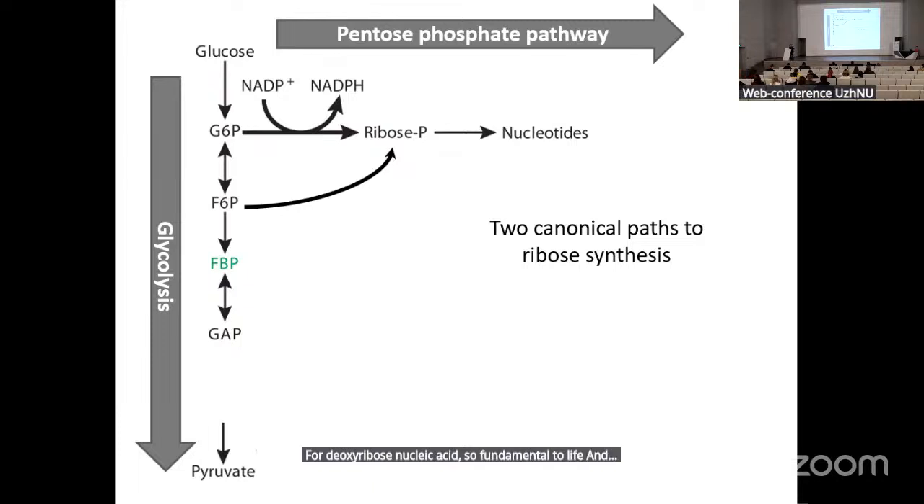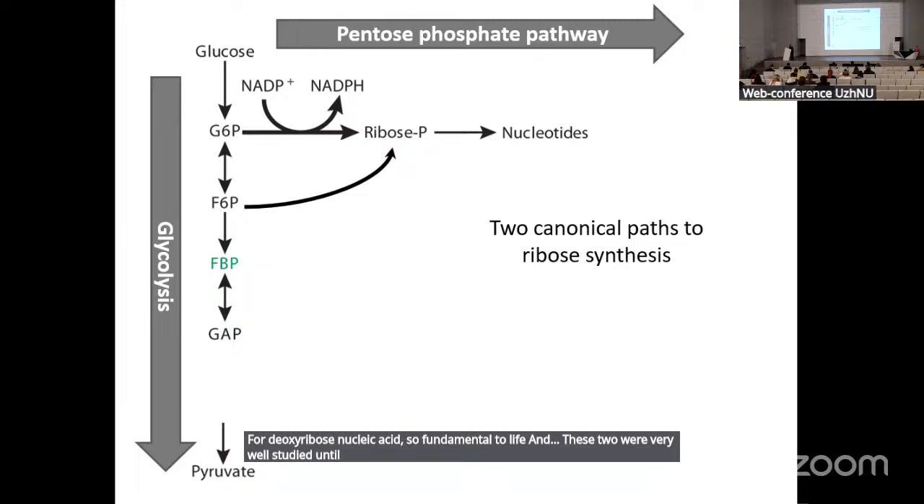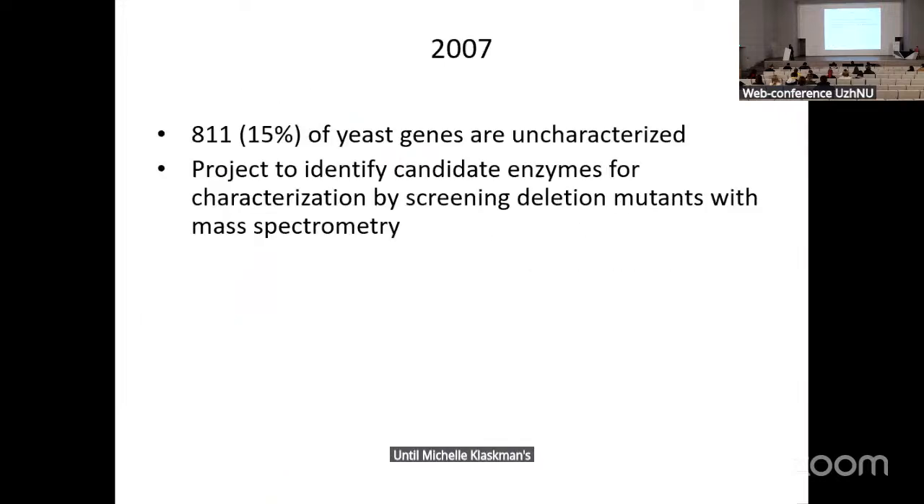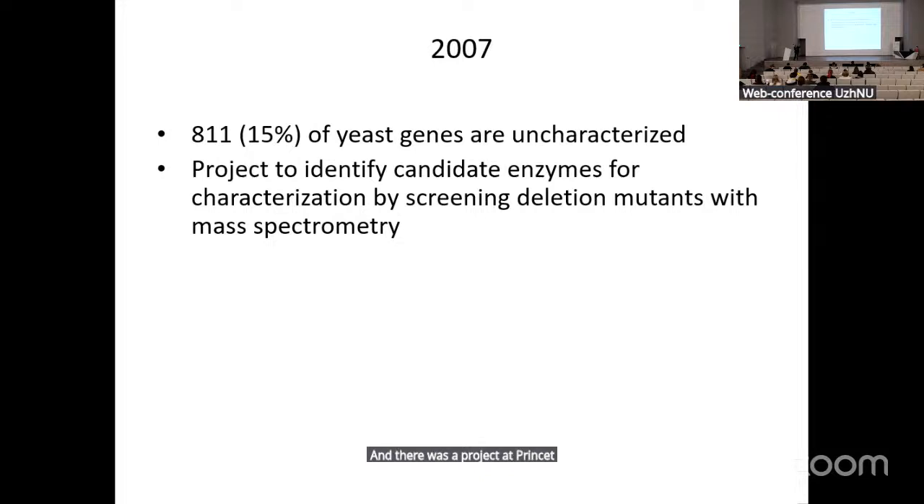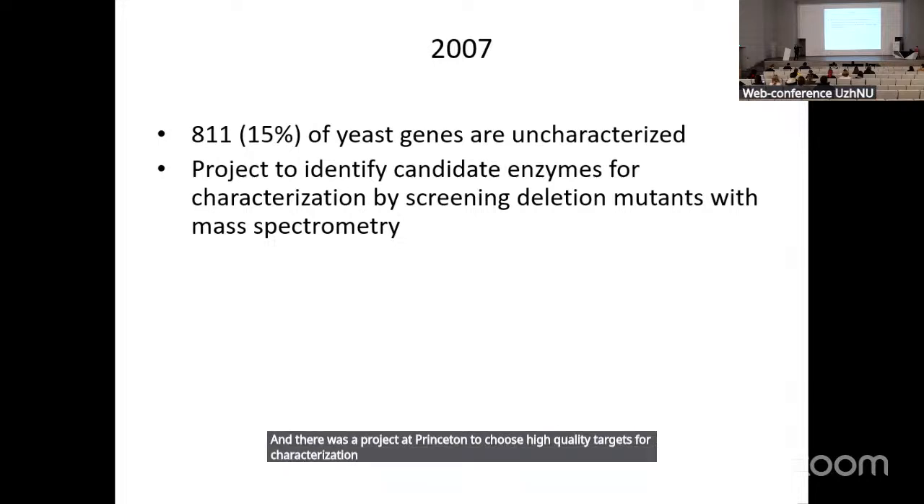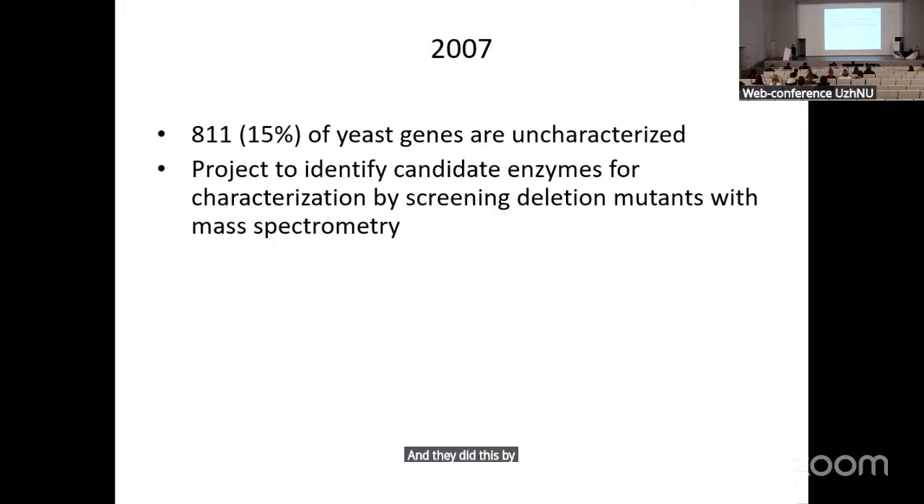These two were very well studied, and it was thought that we knew everything about central metabolism in yeast. It had been the target of study for 50 years until Michel Klaskin's PhD thesis. So this is 2007. And at that time, about 15% of yeast genes were uncharacterized. Nobody knew what they did. And there was a project at Princeton to choose high quality targets for characterization, specifically focusing on things which were probably enzymes. And they did this by mass spec screening.